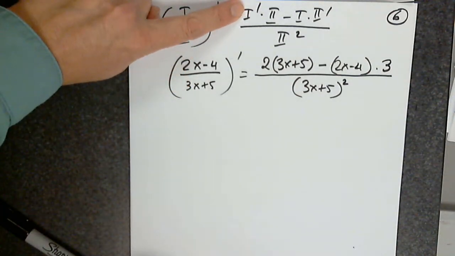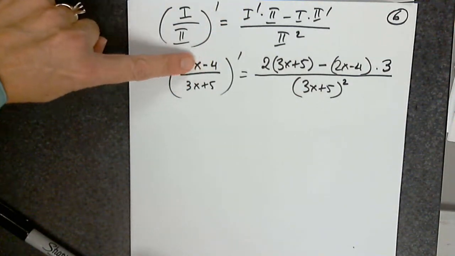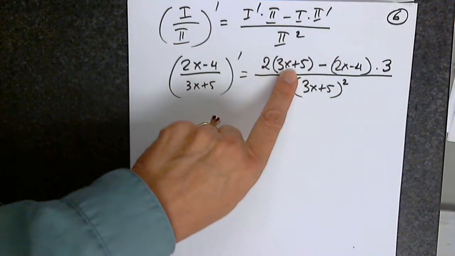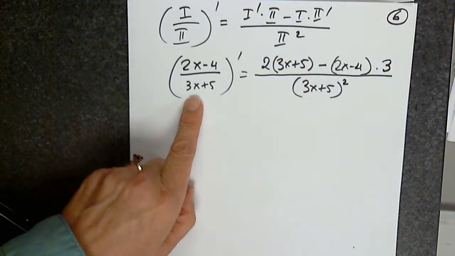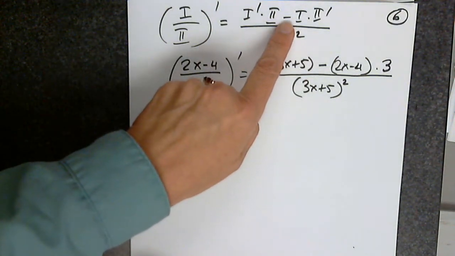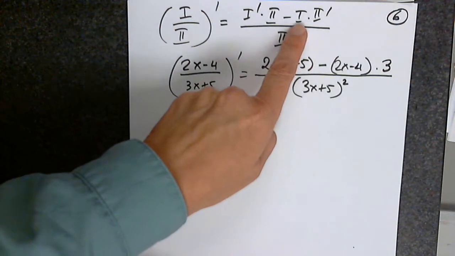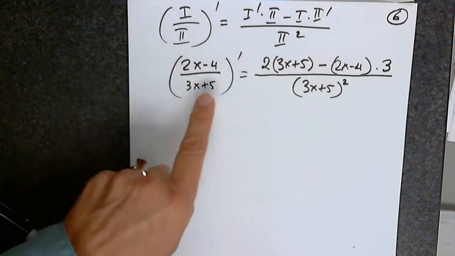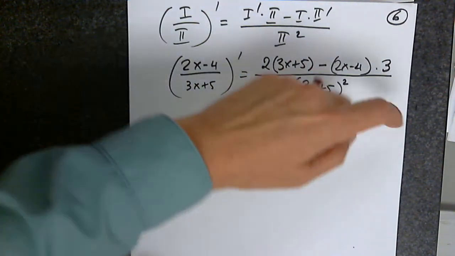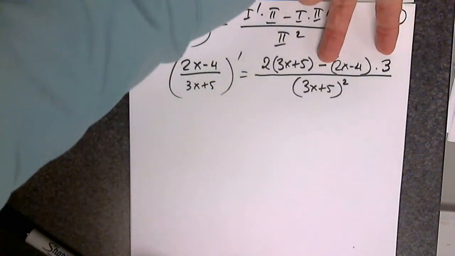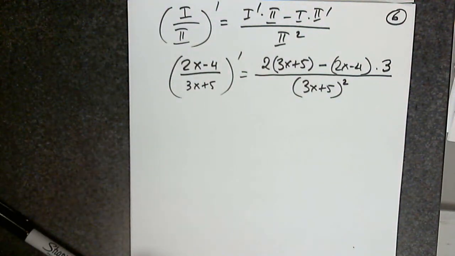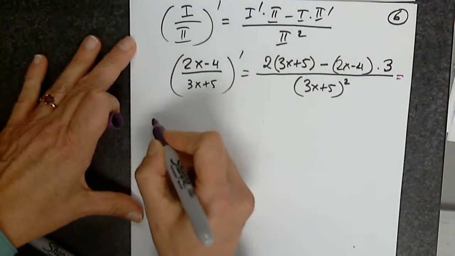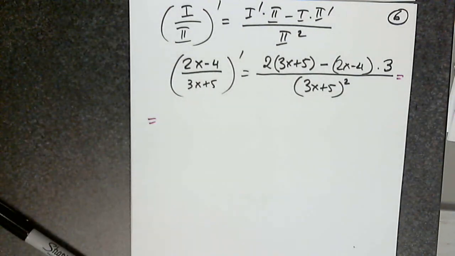So I have the first function prime. Well, the derivative of this is 2. Then I copied the second function, which was 3x plus 5. Then I got to the negative. Then I copied the top. And then I differentiate the denominator, which is 3. Of course, you can write it in the opposite order, 3 times 2x minus 4, if that's what you want. And the denominator is squared. Okay, we have to try to simplify this as much as possible.